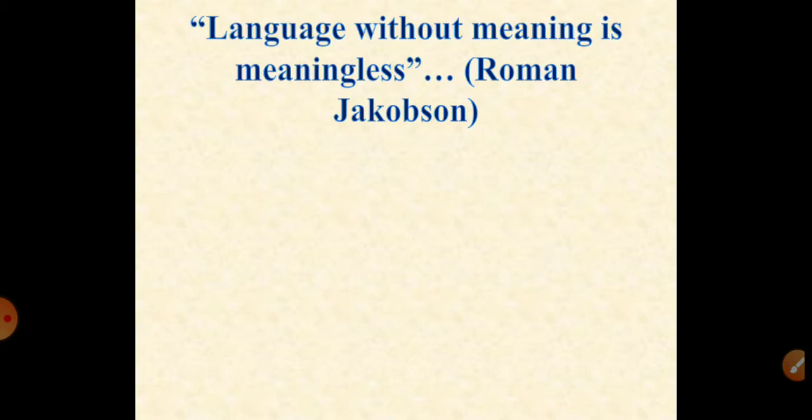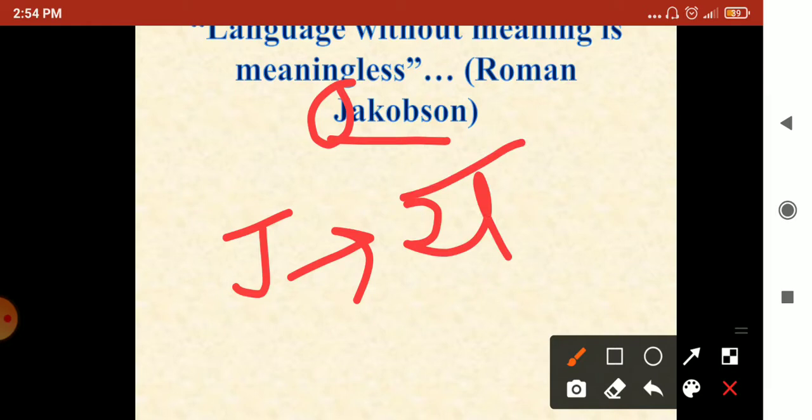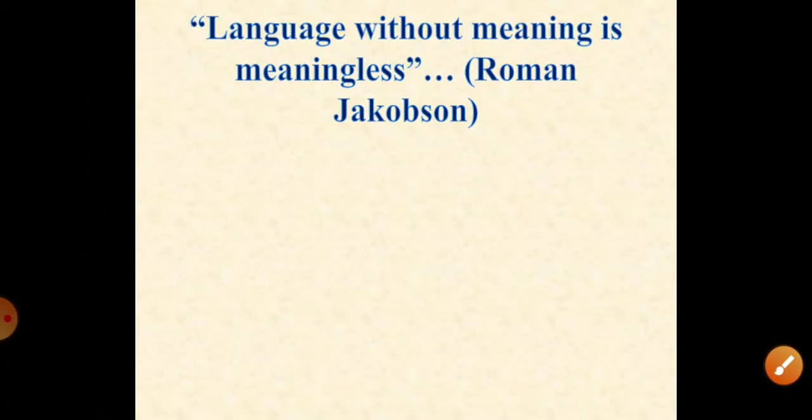Roman Jakobson. See the name. It is not Jacobson, it is Jakobson, because this J or this letter is pronounced as Y in many European languages. Except in English, it is pronounced as J, but it is pronounced as Y in other European languages. So Roman Jakobson was a Russian linguist, and he said that language without meaning is meaningless. That's true, because we use language for communication, and communication will fail if there is no meaning in it.